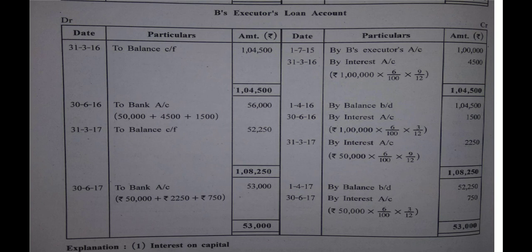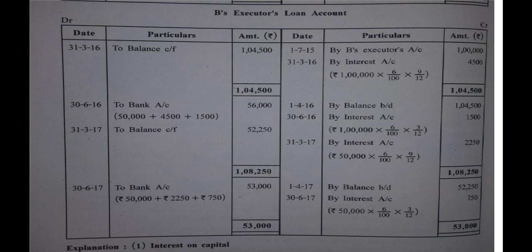9 months again, because your accounting year will end on 31/3/17. We'll calculate the interest for 9 months again, which is 2,250. So the closing balance, if you will see on the debit side, is 52,250, which is 50,000, the amount of the second installment, and 2,250, the interest for 9 months. Is that clear? Okay.